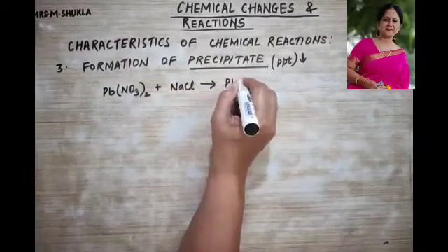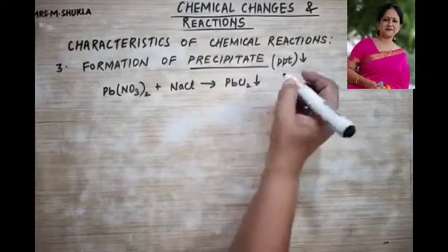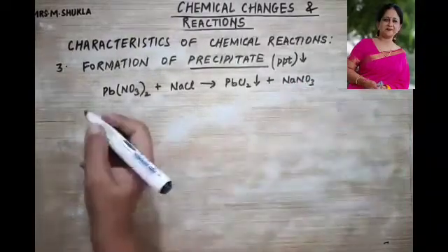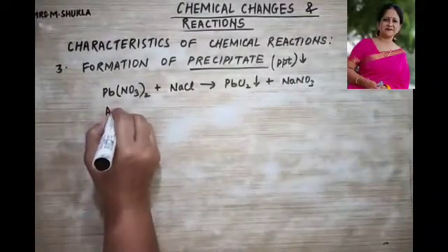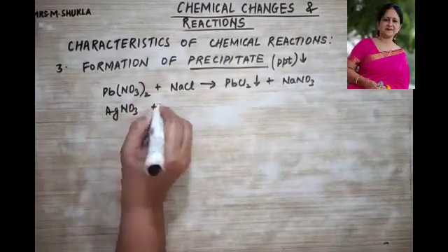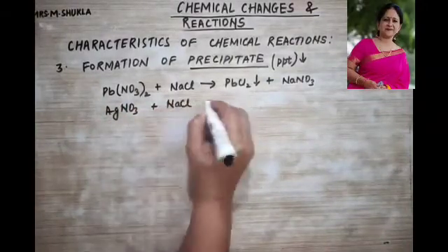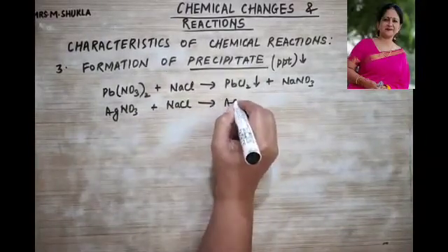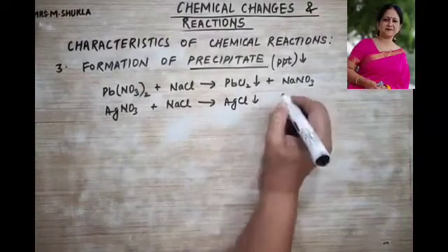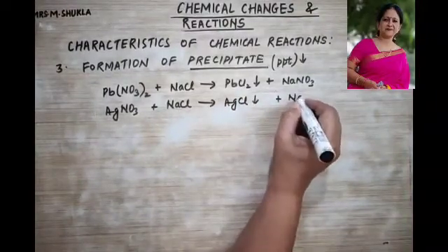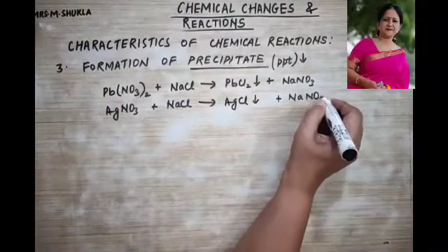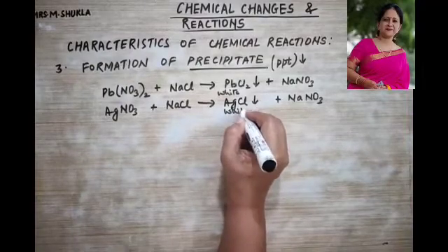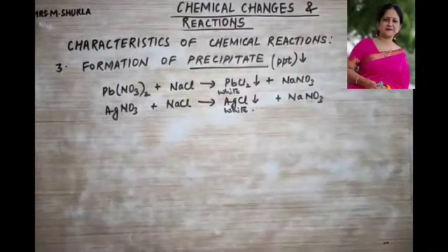It will form PbCl2, which is a precipitate, plus NaNO3. Okay, similarly AgNO3 can also combine with NaCl and forms a white curdy PPT, plus NaNO3. What is this? White PPT is formed. Over here, this is also a white PPT that is formed.